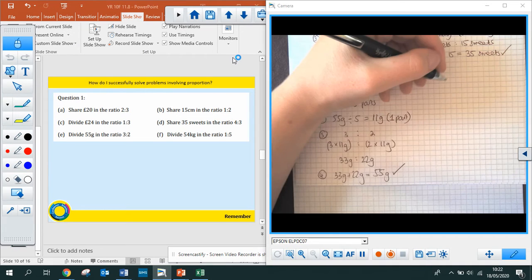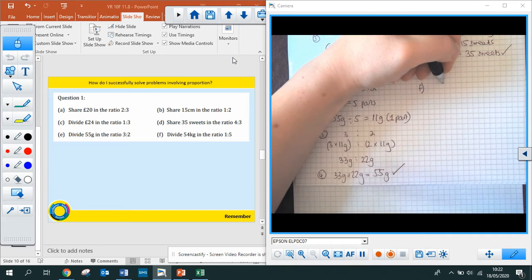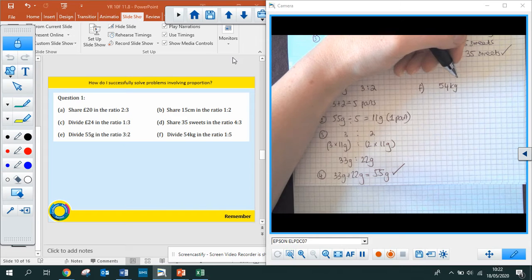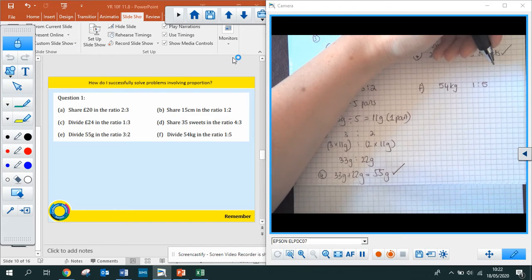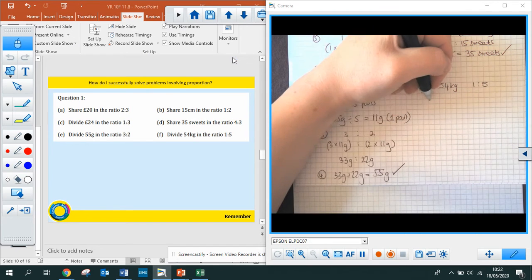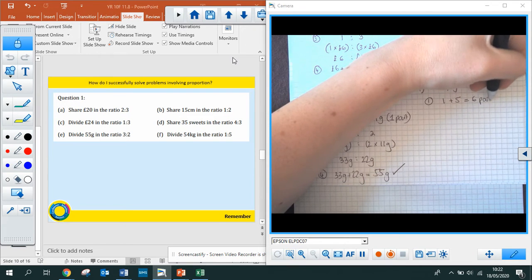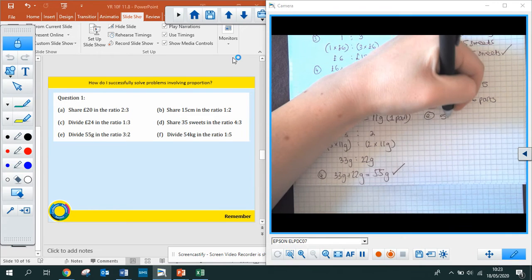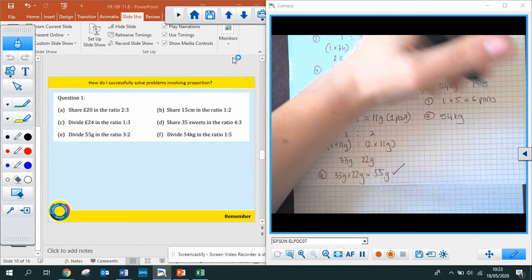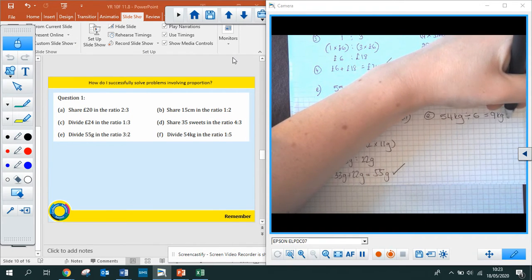Okay, last one, part F. Part F, we're doing 54 kilograms in the ratio 1:5. Step 1, add your ratio together. 1 plus 5 is 6, so there's 6 parts in total. Step 2, divide your amount by your number of parts, which is 6, and each part is therefore worth 9 kilograms.